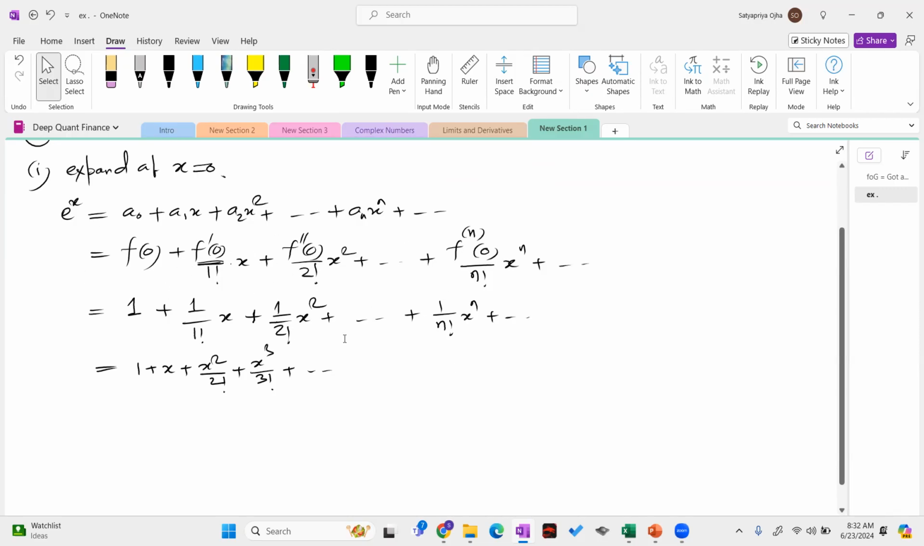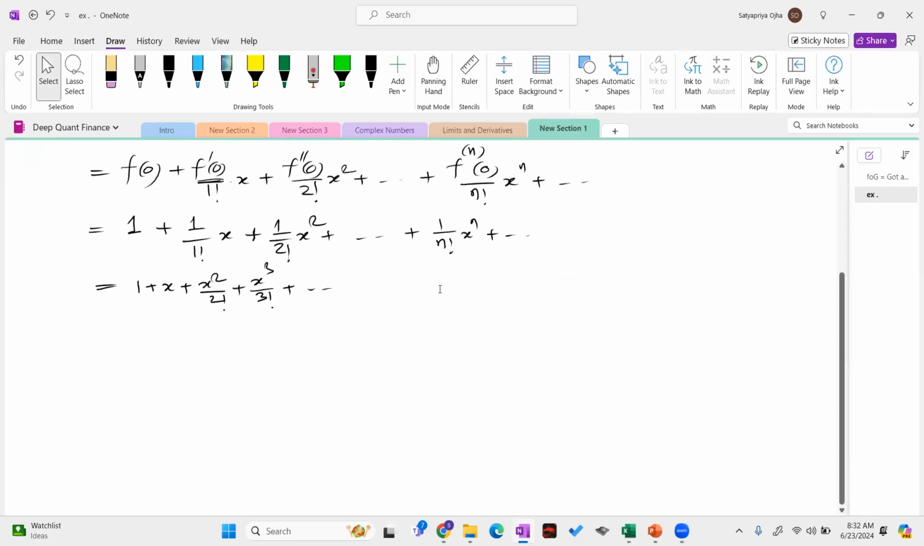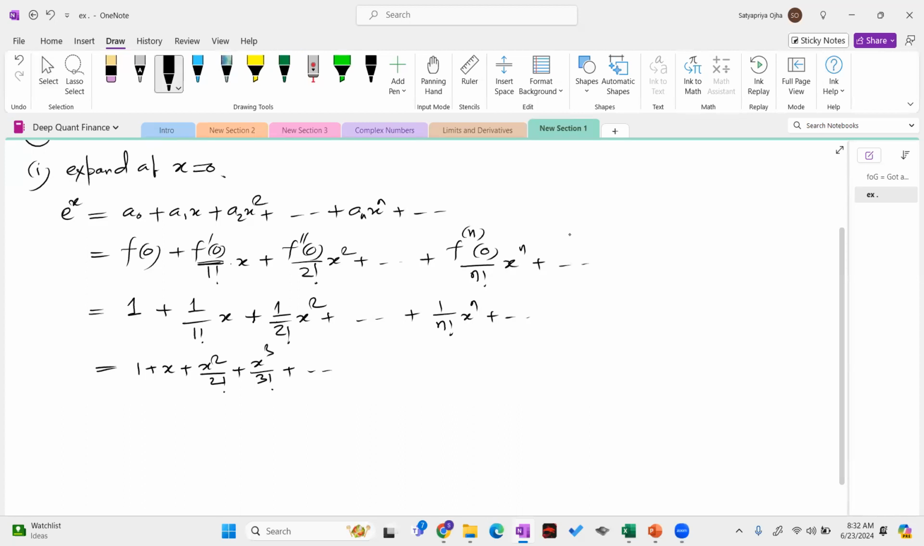Did you understand this derivation? Any questions? Others? Anybody new to Taylor series? Like first time they're seeing this? Okay, cool.